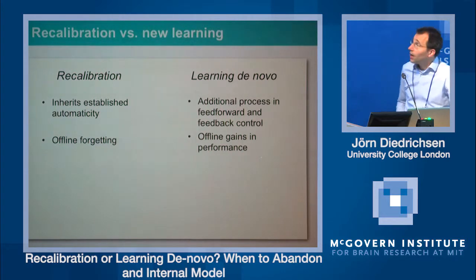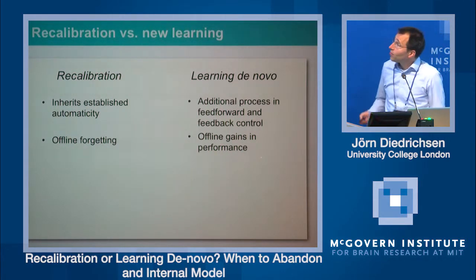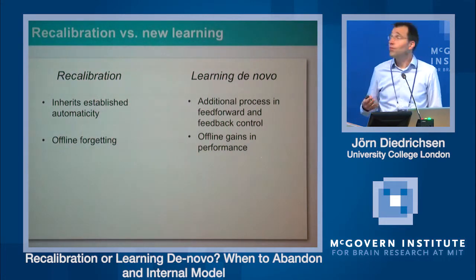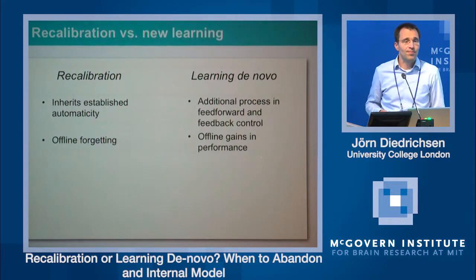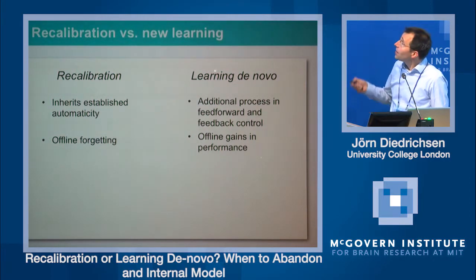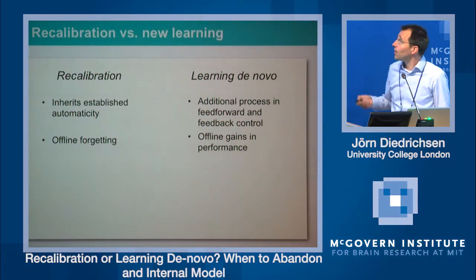So to summarize now, what we have is recalibration of an old internal model. It seems to not engage new processes that are time-dependent and also involve offline forgetting when you go home and do something else. We have the phenomenon of learning a new control policy, which clearly depends on additional time-dependent feedback processes and might show offline gain in performance.